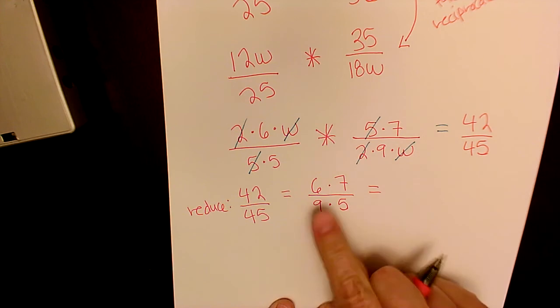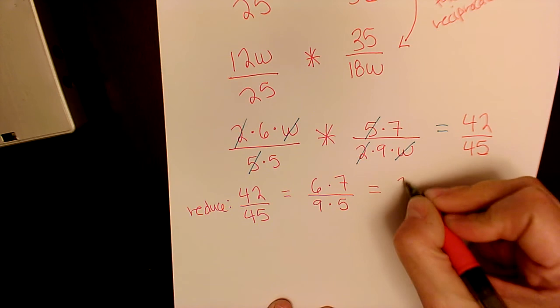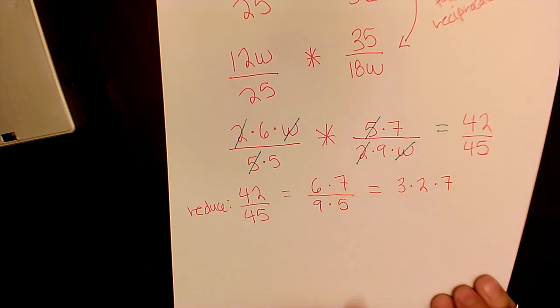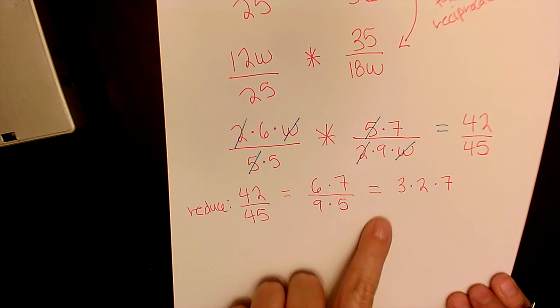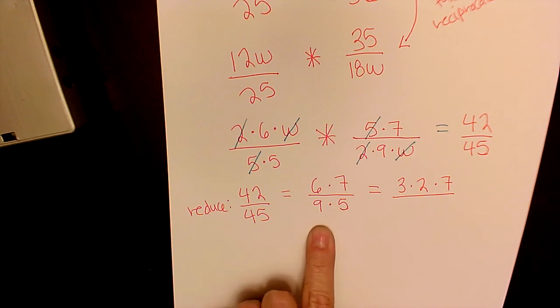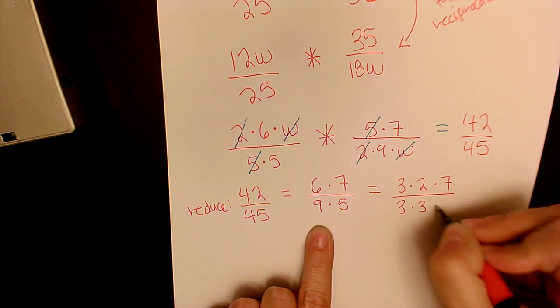So I know I can break down 6, right? What two numbers will give me 6? 3 times 2. So I'm just replacing the 6 with 3 times 2. I'm just breaking that 6 down. And then the 9, remember I can't use 9 times 1, so the only other factors of 9 are 3 times 3.